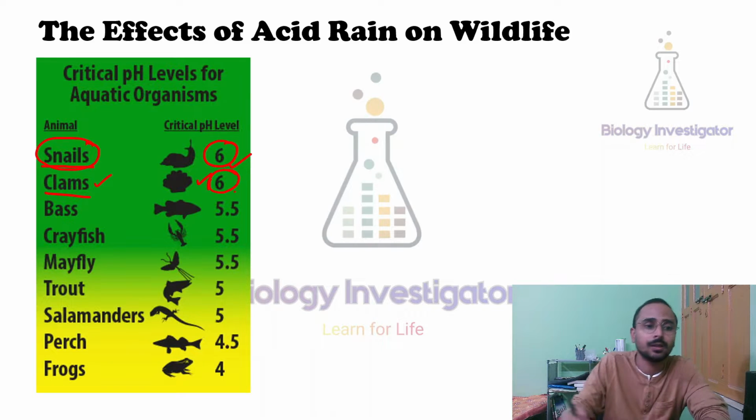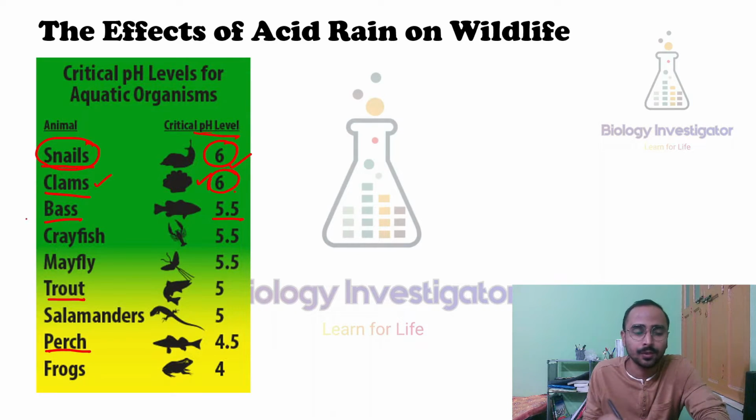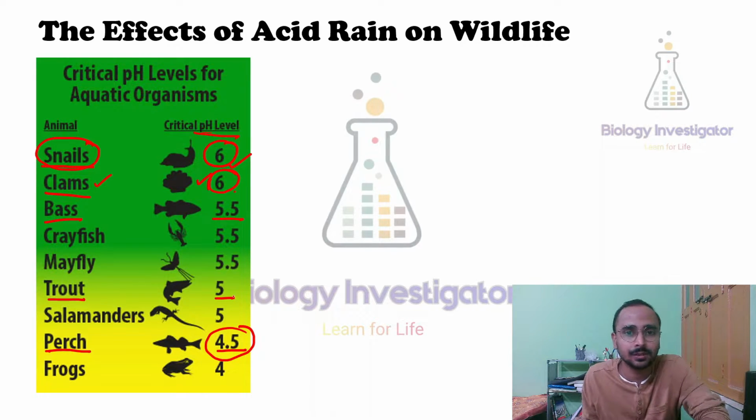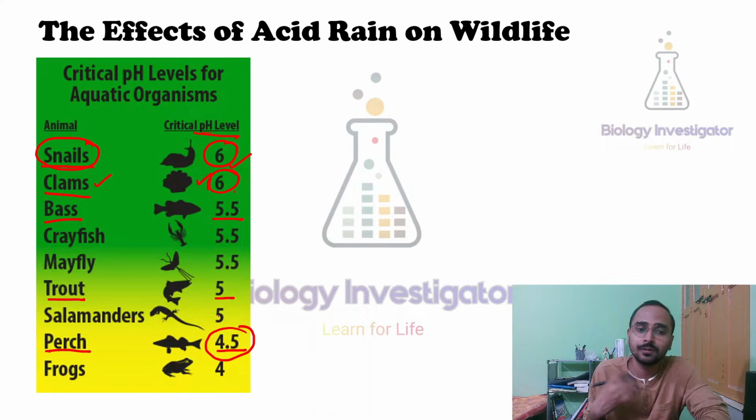And some fishes, for example bass, this is one fish. Perch, this is another form of fish. Trout, another form of fish. So these fishes have different critical pH levels. You need to remember this, and if you can, include this information in your answers. Bass is 5.5, trout 5, and perch 4.5. So perch can tolerate a little bit acidic environment, but below 4.5 they will be gone. Perch will die.